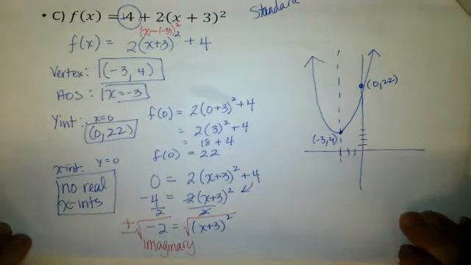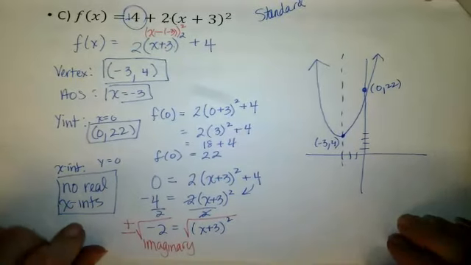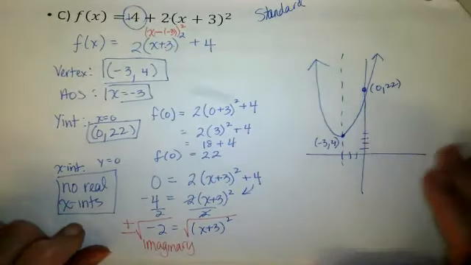Whenever we have no real x-intercepts, I lovingly call the parabola a floater.